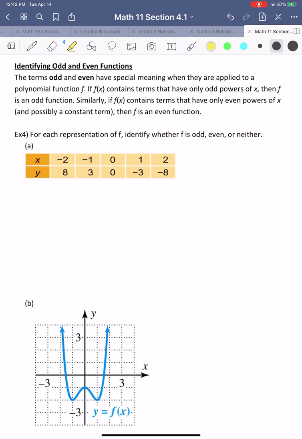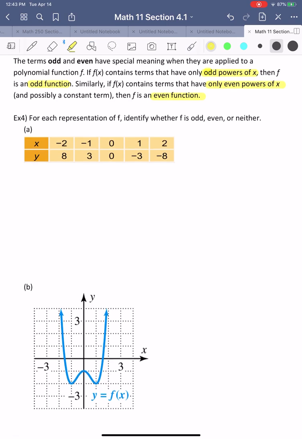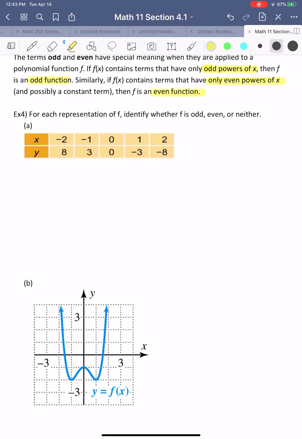All right, now identifying the odd or even function. The terms odd and even have special meaning when they are applied to a polynomial function f. If f of x contains only odd powers of x, then the function is usually an odd function, and if the function contains only even powers of x, then usually it is an even function. So let's look at an example for each representation of a function and identify whether it is odd, even, or neither.